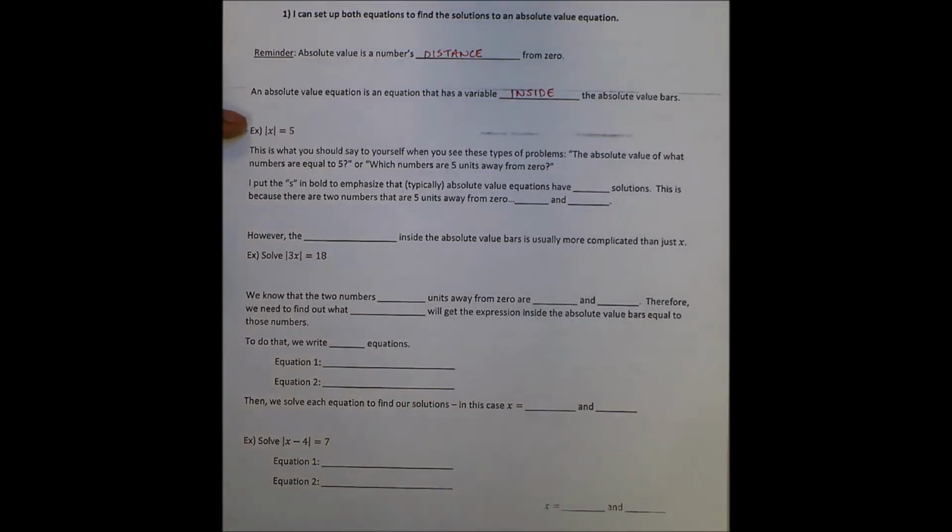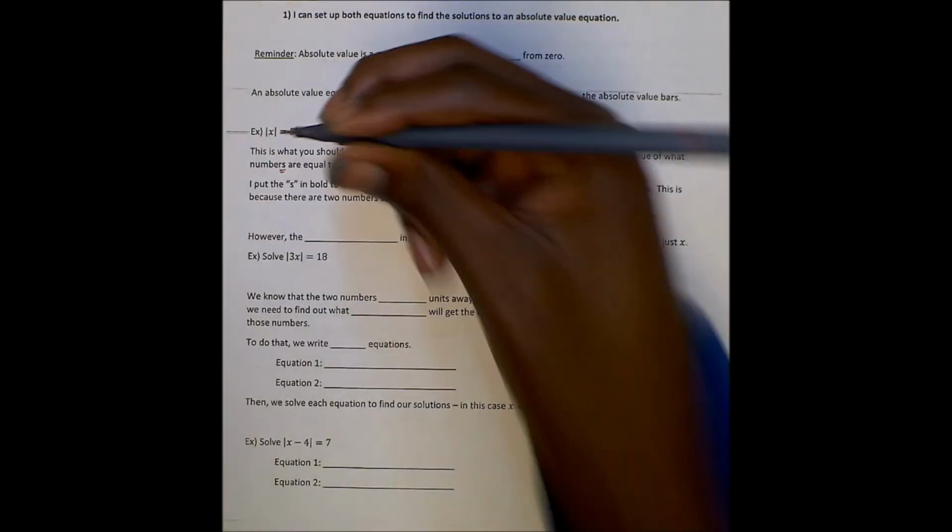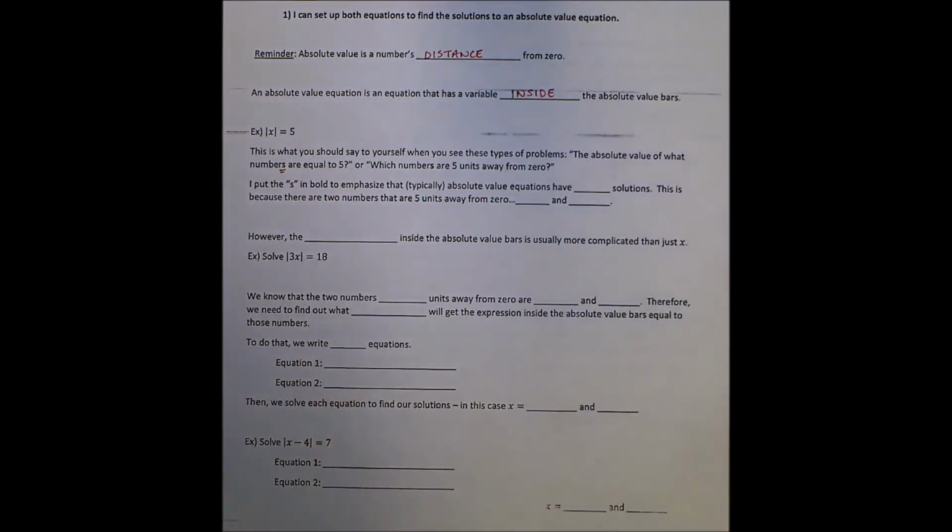It says the absolute value of x equals 5. This is what you should say to yourself when you see this problem. You say the absolute value of what numbers are equal to 5. Numbers, that's bolded, but it's only one letter. Okay, so we got to say which numbers are 5 away from 0.